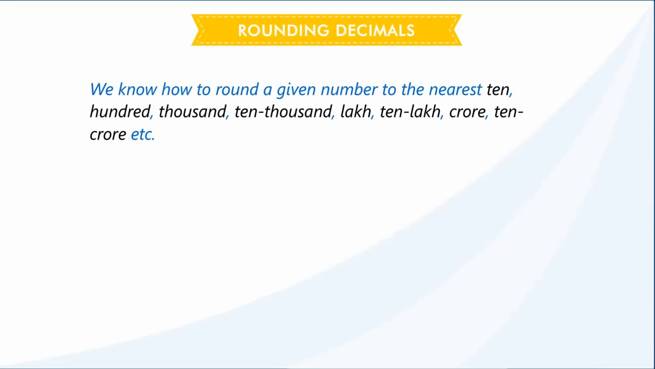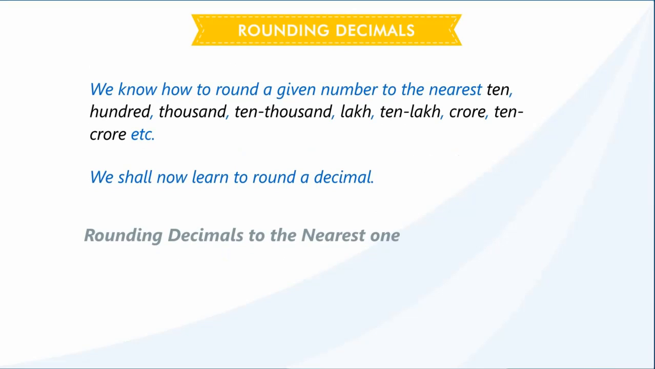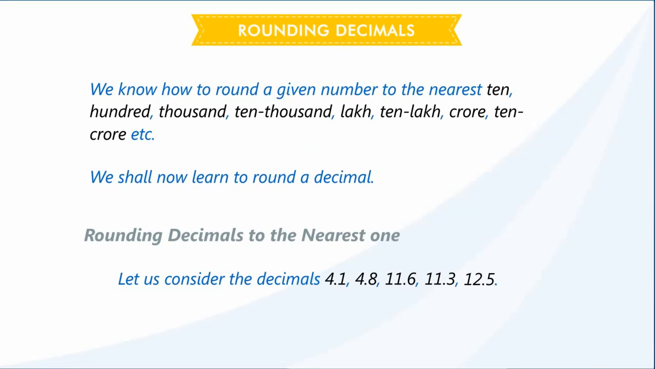We know how to round a given number to the nearest 10, 100, 1000, 10,000, lakh, 10 lakh, crore, 10 crore, etc. We shall now learn to round a decimal. Rounding decimals to the nearest one. Let us consider the decimals 4.1, 4.8, 11.6, 11.3, 12.5. Now study how we round them to the nearest one.